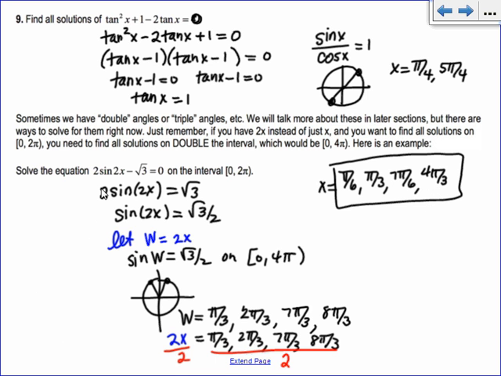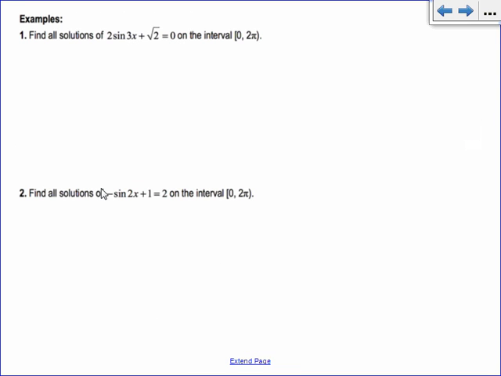Okay, so same thing for the next one. So now we have a 3x. So what do you think we're going to do if we have a 3x? We're going to go around 3 times. We're going to triple the interval. So instead of going 0 to 2 pi, we're going to go 0 to 6 pi. Okay, so this one could have a lot of answers.